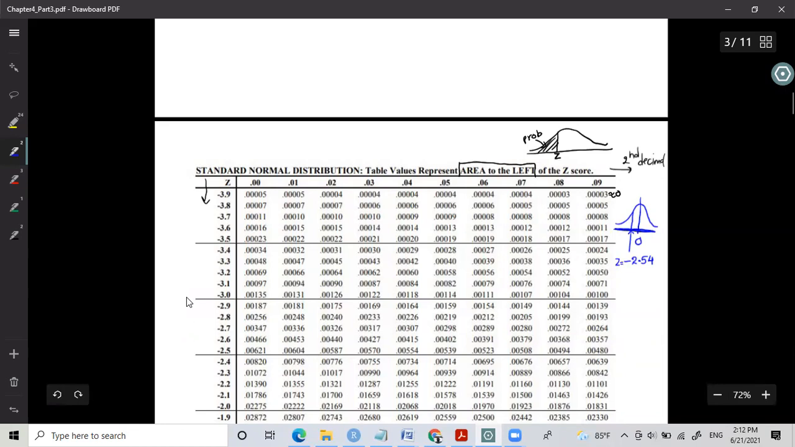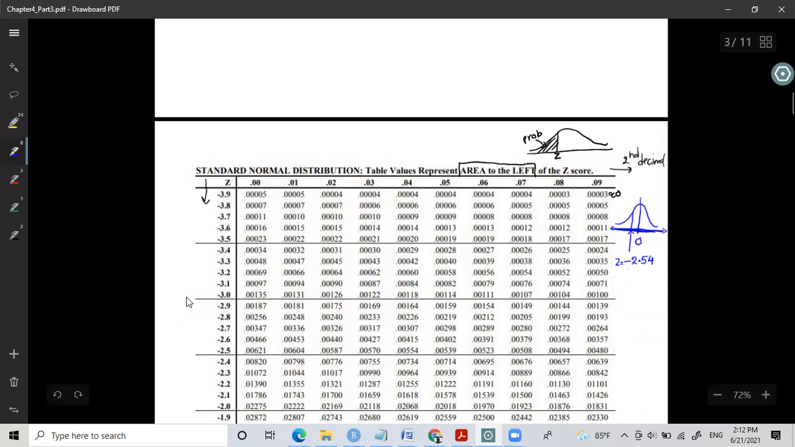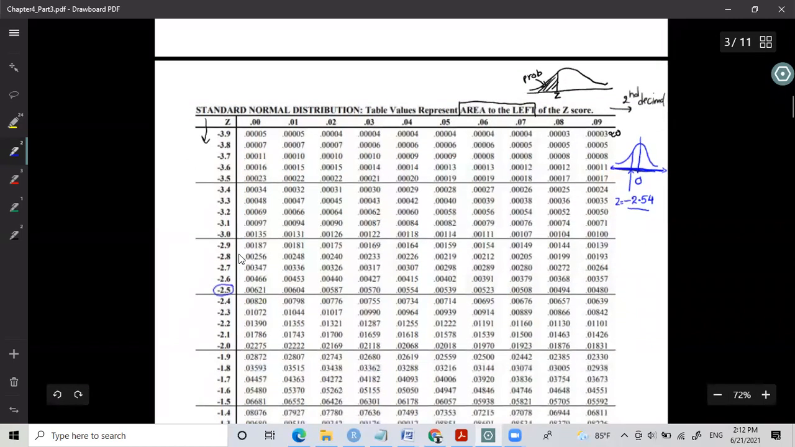Now your number line contains Z values from negative 3.9 up to some positive value. Somewhere here you have negative 2.54. Up to the first decimal point, 2.5, you find it from the first column. See, here's your negative 2.5. Can you see it? Negative 2.5 is there. The second decimal place is 4.